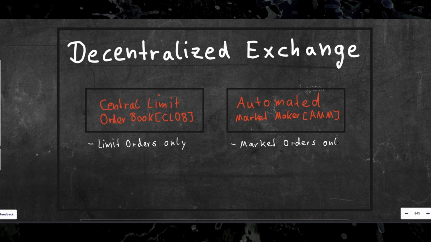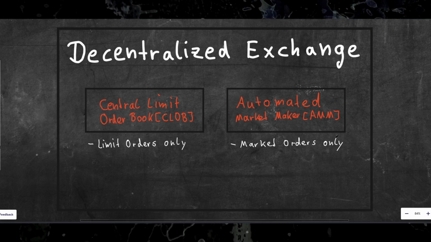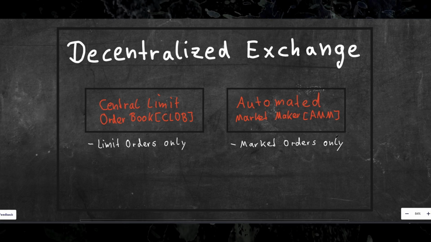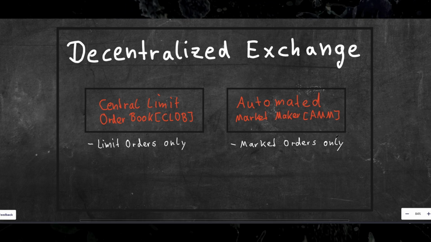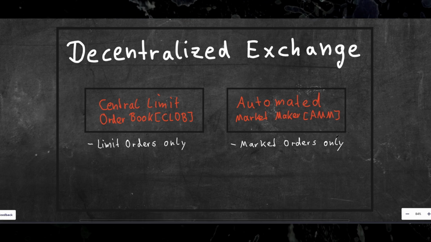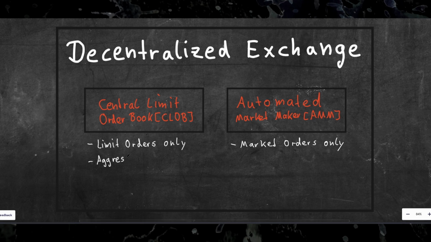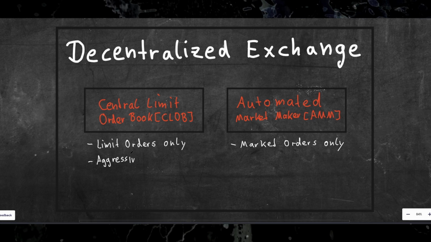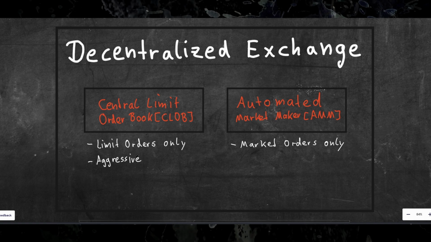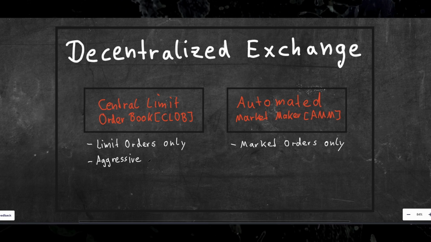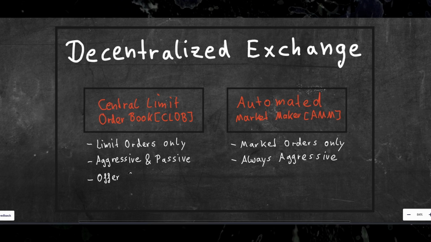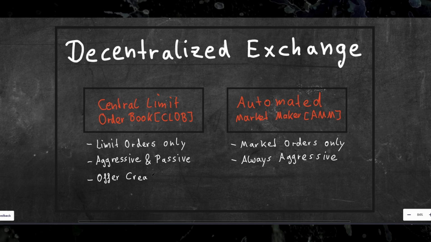Pretty self-explanatory, but every market order or swap on an AMM is aggressive by nature. There's currently no way to set a passive order, which means that every order trades against the existing liquidity in the pool. The CLOB, as you know, is able to handle aggressive and passive orders, to add or take liquidity out of the market. For this, we have to sign and submit offer-create transactions on the CLOB.